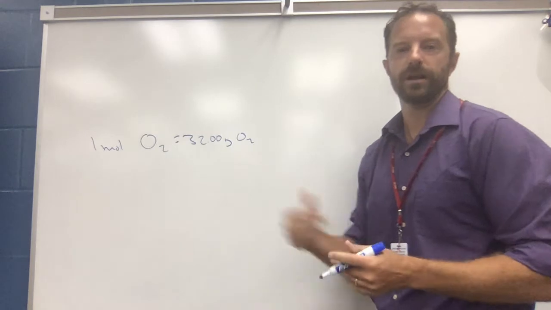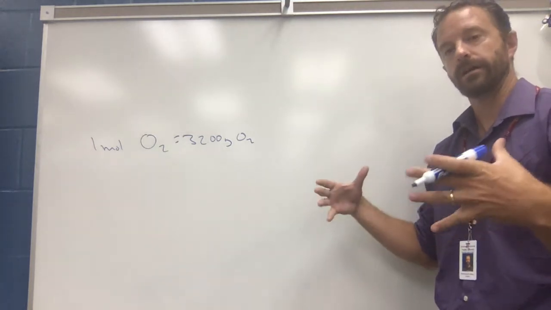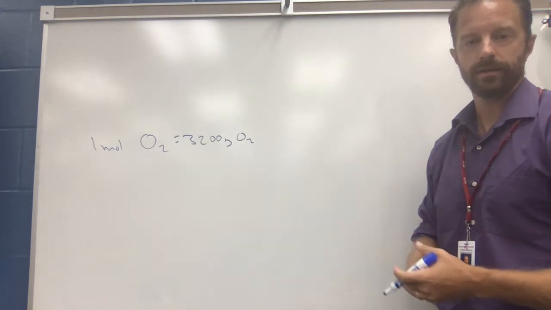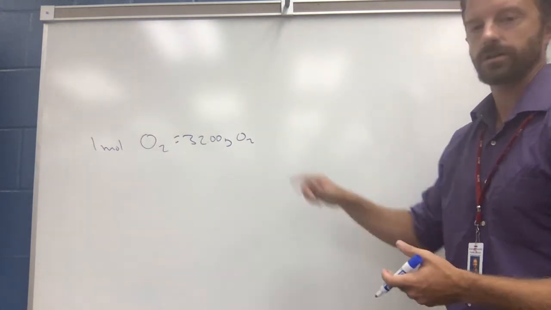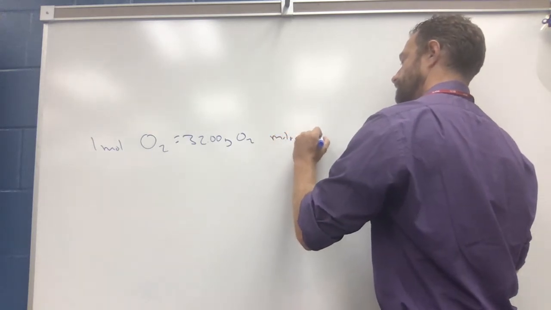That's a different number for every element. And it has to do with how big each one is. The bigger they are, the more 1 mole of that will weigh, right? So you can get these off of the periodic table. This is called a molar mass, right? So you just hear that term, molar mass.